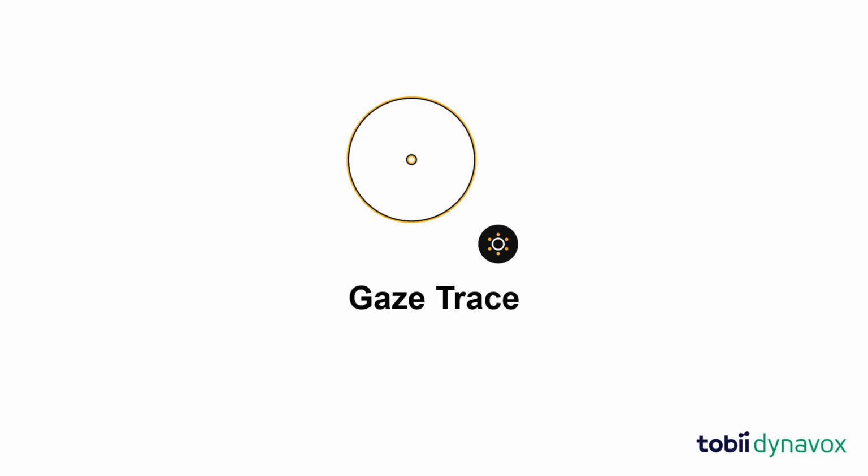Gaze trace is a function that offers a clear visual to where a user's gaze is located on screen. In the next demo, you will see what gaze trace looks like, how it works, and how it is used to provide the Interaction First experience.